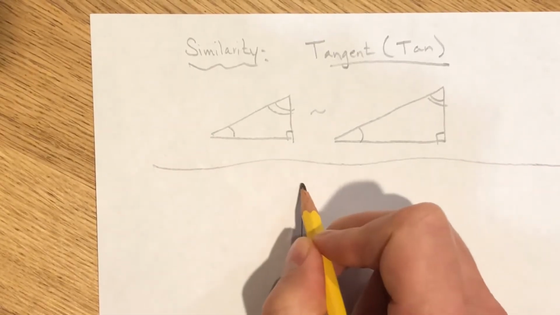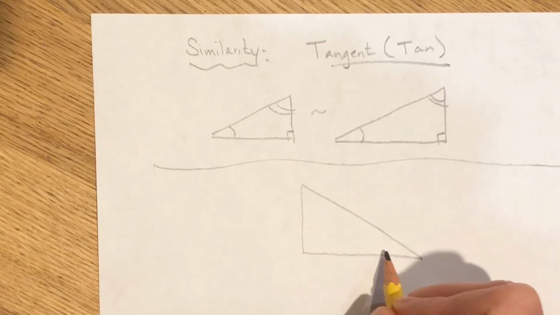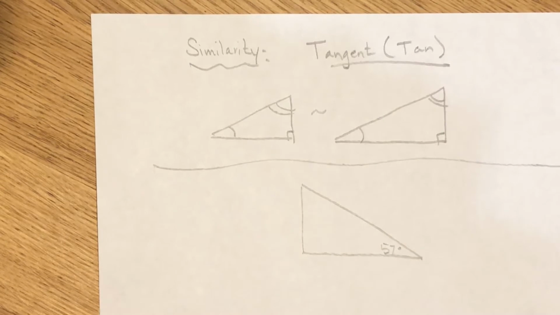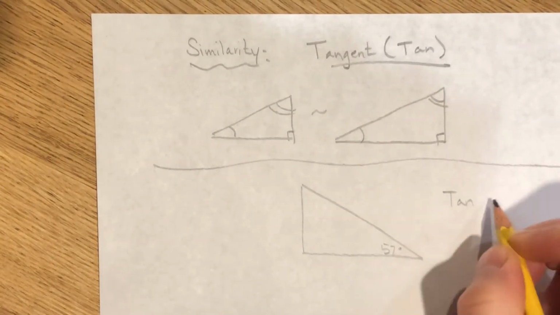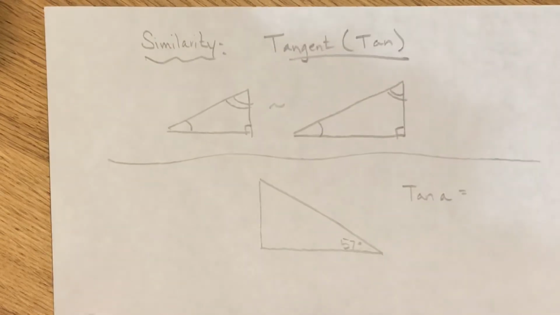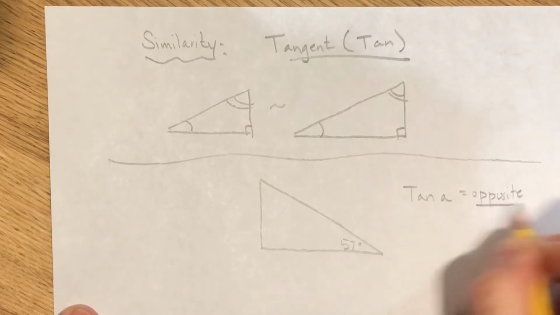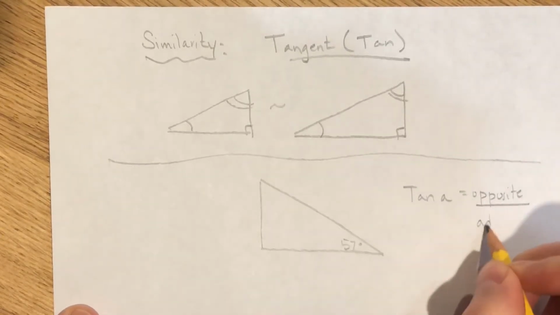Okay, so let's set up a right triangle and say this is a 57 degree angle right here. So far, when we introduced sine and cosine, sine was just a shortcut way of saying take the length of the opposite side compared to an angle and divide it by the hypotenuse. Cosine was just a shortcut way of saying, compared to whatever angle you're focusing on, take the length of the adjacent side and divide it by the hypotenuse. Well, tangent of any angle is just a shortcut way of saying take the length of the opposite side and divide it by the length of the adjacent side.